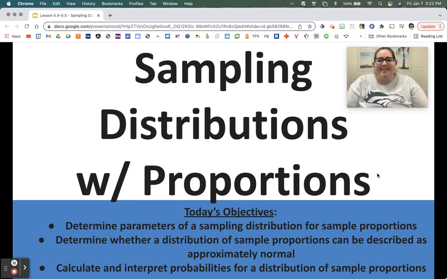Welcome back. So we're going to talk today about sampling distributions, specifically when our data is categorical. So we're dealing with proportions, what proportion of our population or a sample does a certain thing. So our objectives today: to determine the parameters of a sampling distribution, to determine whether a sampling distribution can be described as normal, and to calculate and interpret probabilities.